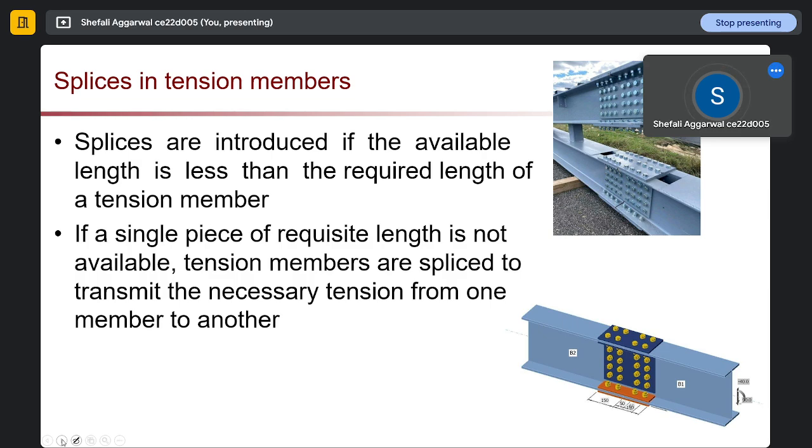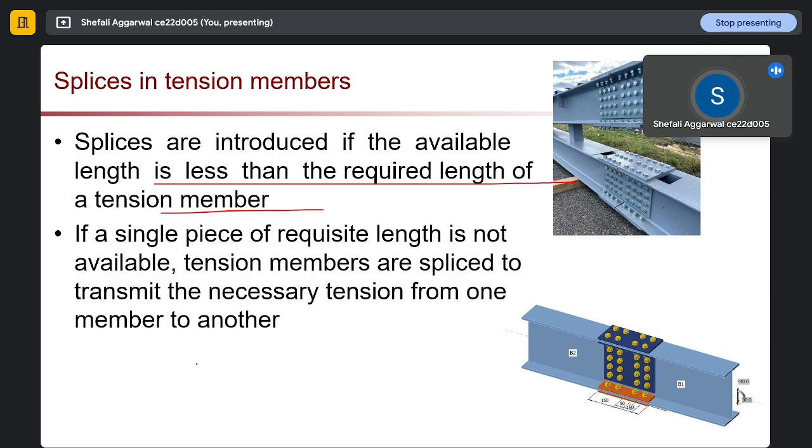So we read about the gusset plates, then lug angles. Third thing is splices. These are the type of members we use when the length is less than the required length of our tension member. If the total length of our tension member is smaller than the required length, we provide an extra plate called a splice. So if a single piece of equivalent length is not available, tension members are spliced to transmit the necessary tension from one member to another.